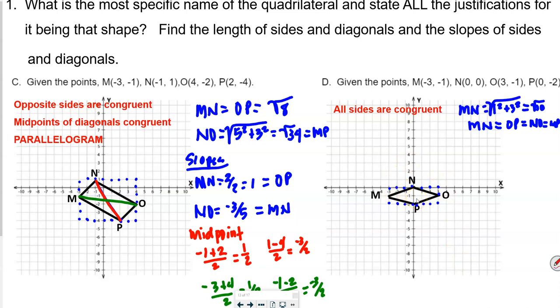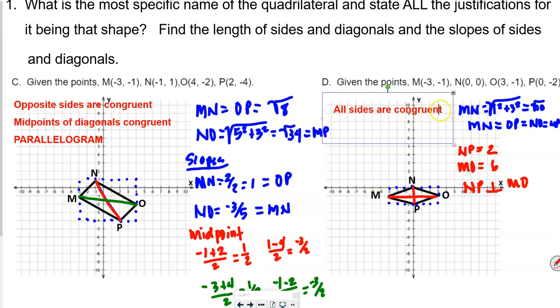So if we look at NP here, how long is NP? That's equal to 2. And what is its slope? Undefined. And it's vertical. Okay, and then if we look at MO, MO is right there. And MO is equal to 6, and that's a horizontal line, so it's got a slope of 0. Okay, so we can say here that NP is perpendicular to what? MO. So if the diagonals are perpendicular, it's another confirmation that this is what shape? A rhombus. You got it right.